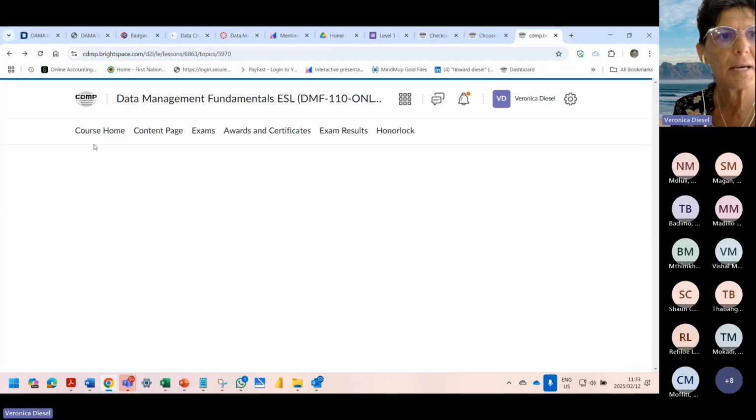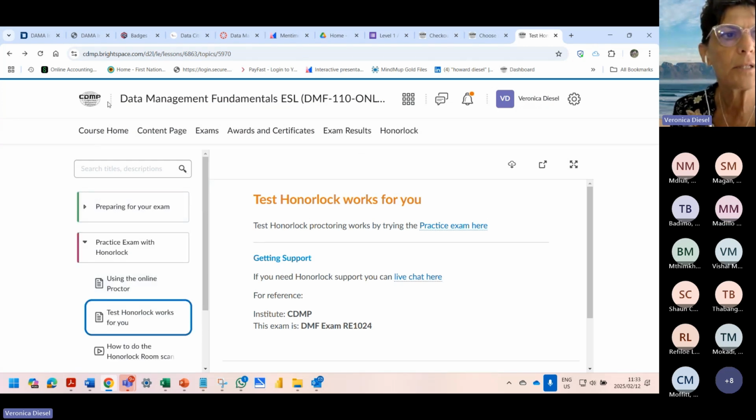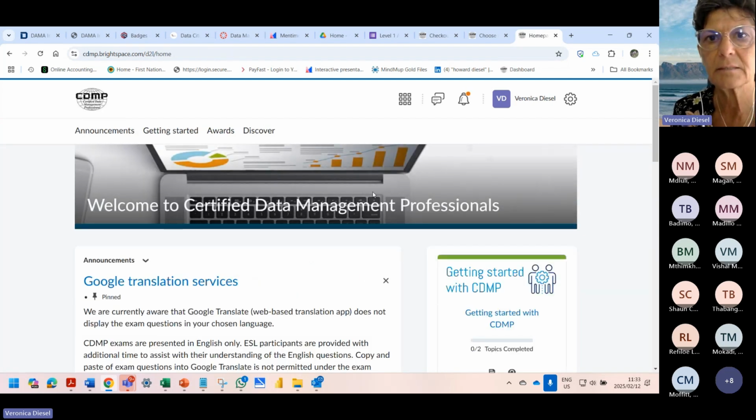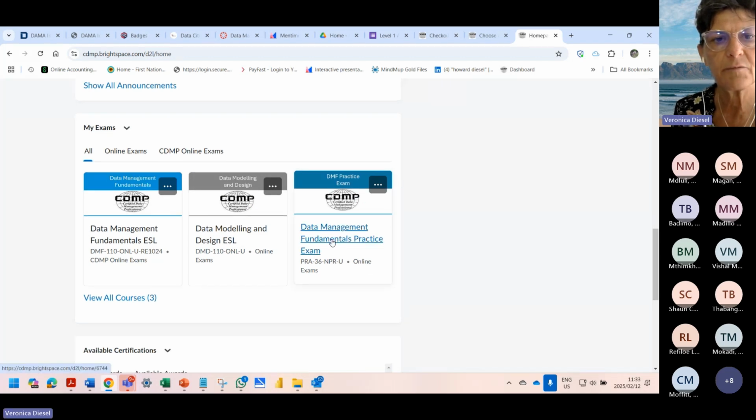Let me just go back to my course. And so you run through all of that. They're starting your exam, and then after the exam. I want to get to the practice exam to have a quick look at that, if I can find it. That's the Data Management Fundamentals Practice exam. It will be added to your exams. It just sometimes takes a bit longer.